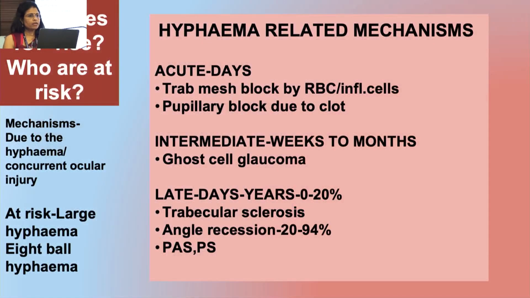Now we are all scared about secondary glaucoma. So who exactly is at risk, and how does it happen? It happens within a few days because of mechanisms like RBCs or inflammatory cells blocking the trabecular meshwork, or pupillary block.